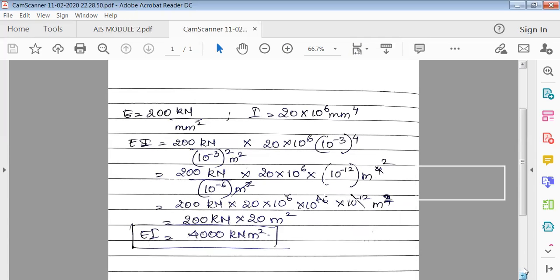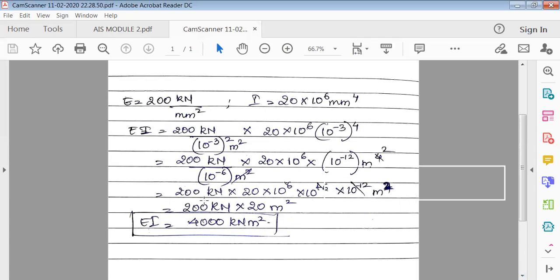Then go on multiplying. Again, this is 200 kilonewton as it is into 20. This 6 comes on top, so it becomes minus to plus, 10 to the power plus 6. Here also, when it comes above, it becomes 10 to the power plus 6. Then this is minus 12. So 6 plus 6 is 12, plus 12 minus 12 will cancel out. This is raised to 4, and this is square, so this will cancel and you're left with square.